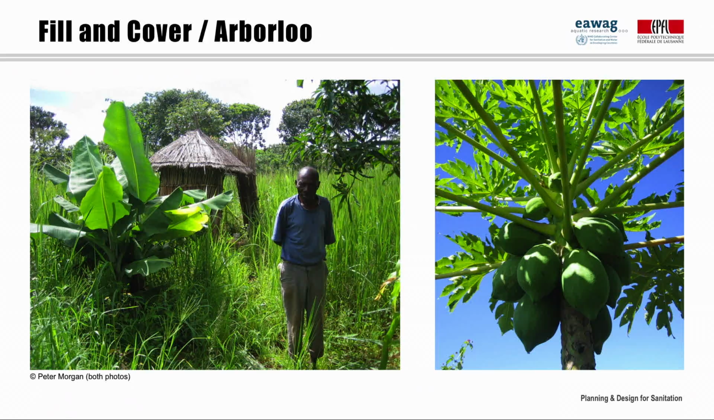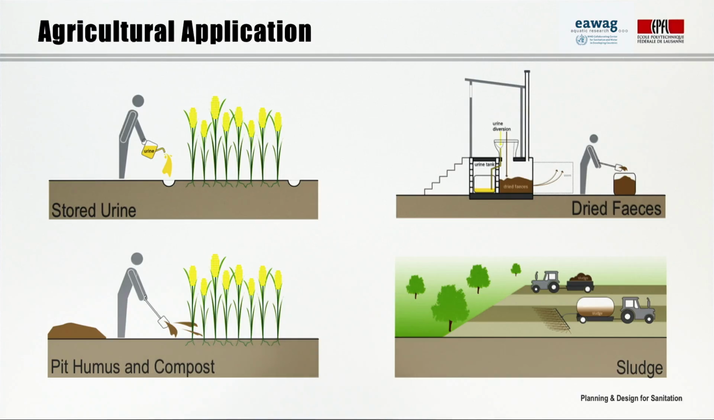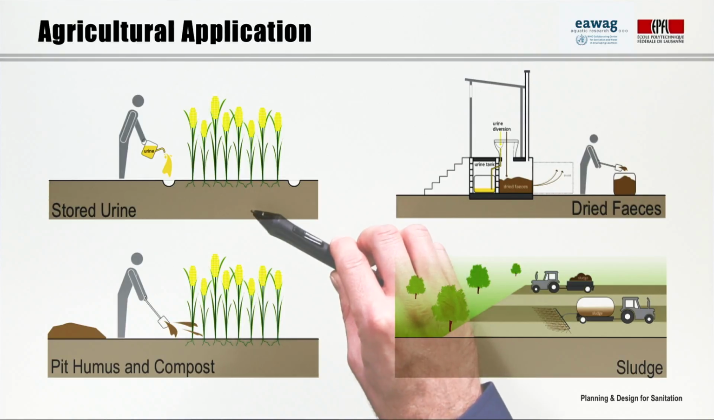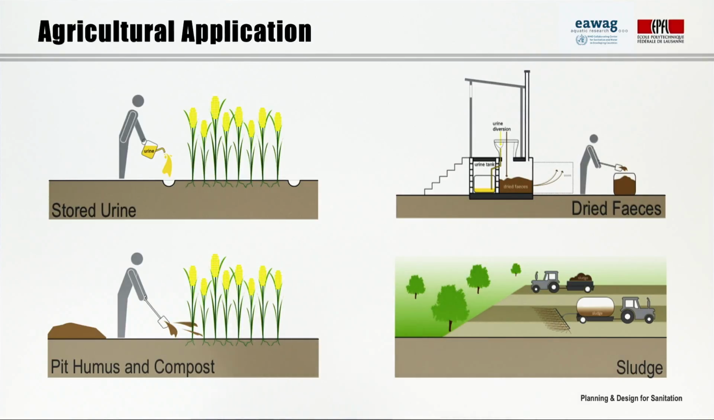The photo on the left shows a banana tree that grows vigorously on the nutrients of an abandoned pit in Malawi. Papaya, as the one from Zimbabwe on the right side, and guava have also proven to be successful. Compared to the Arborloo, there are more targeted and more effective ways to use the nutrients contained in human excreta. Urine, for example, is nutrient-rich and normally sterile, and can therefore be used as a liquid fertilizer when diluted.